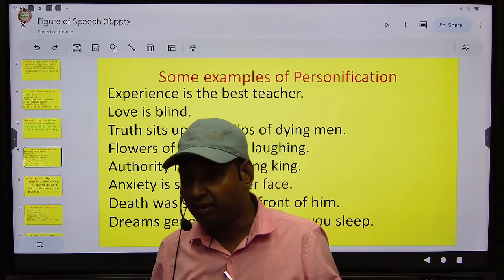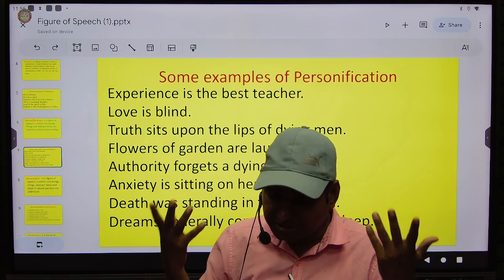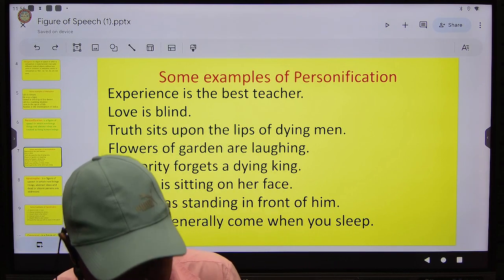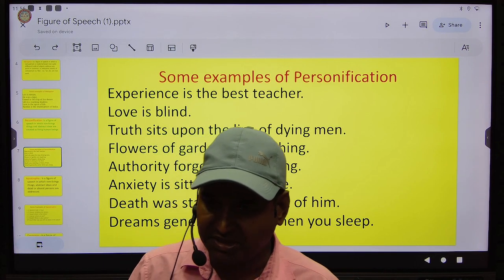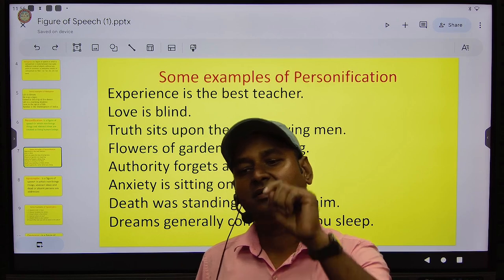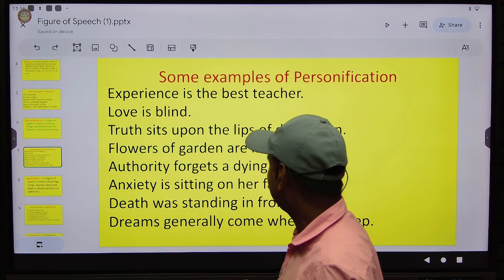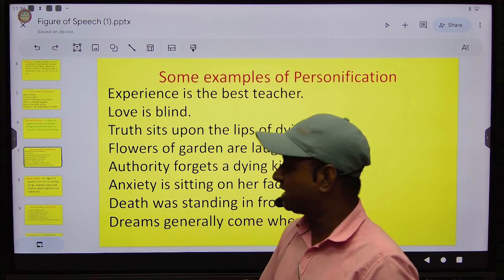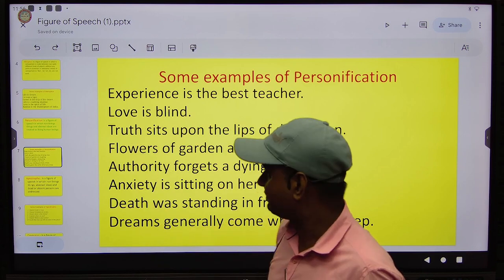Love is blind, very popular line. Love is what? An abstract idea. It is not a person. But if we call it a blind, is whom? Any person? Any animal? Any personality? Calling love a blind is giving it the personality. So we are personifying love. That's why this example, love is blind, is the example of personification.